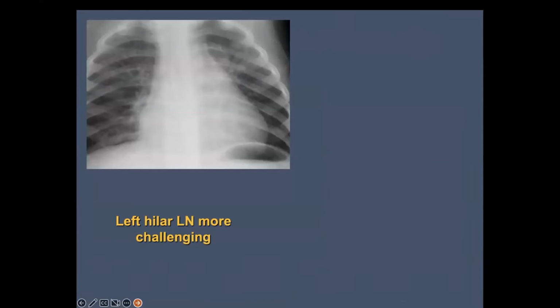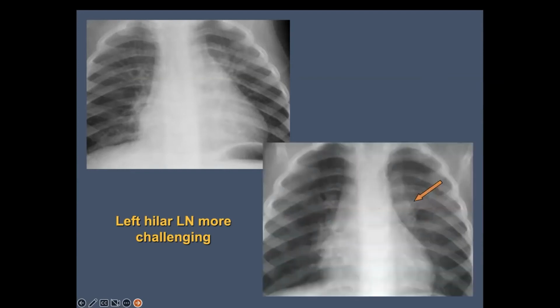The left hilum is particularly challenging. And so it's often said that right hilar lymphadenopathy is more common than left, but I don't think that's true. I think we just see it better when it's on the right side. So this child initially, you really couldn't see much in the left hilum, but when we got a repeat x-ray, it was better positioned. And now you can see that there's some convexity and prominence on that left side that was the left hilar lymph nodes.